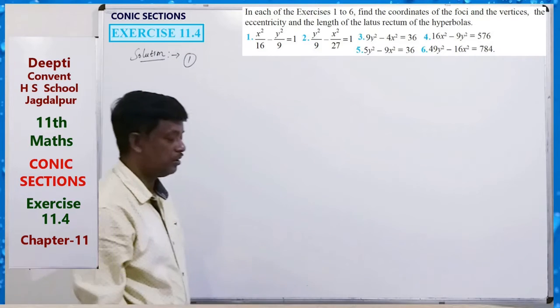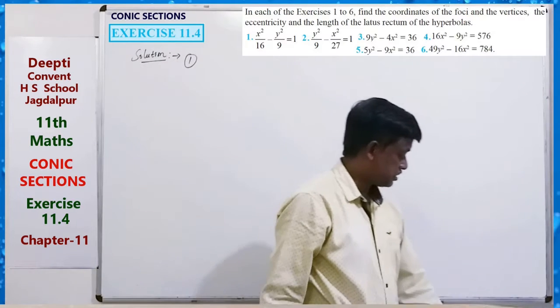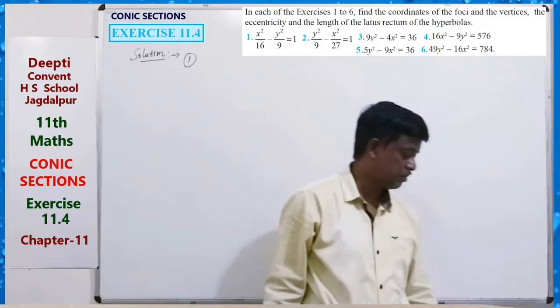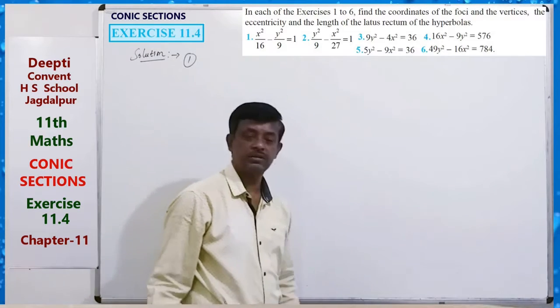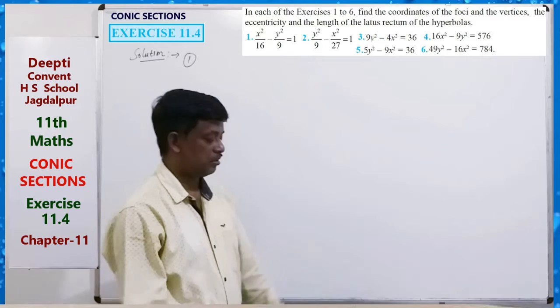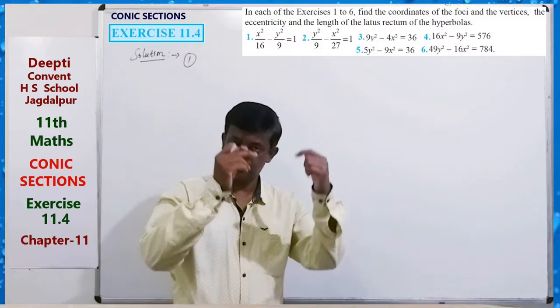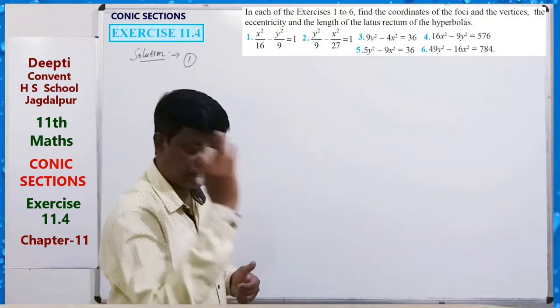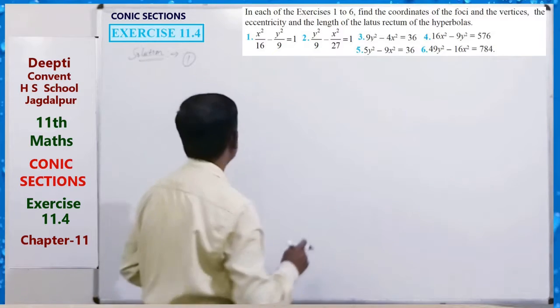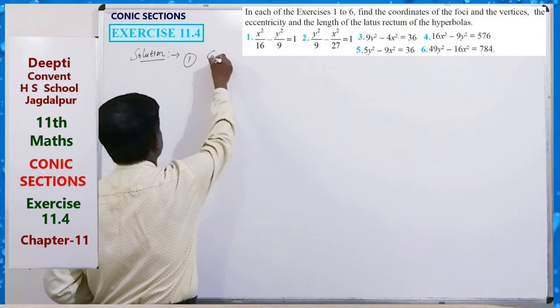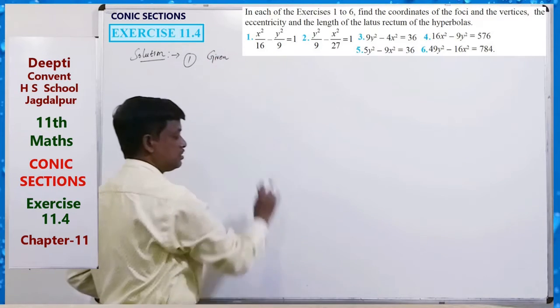Exercise 11.4 here. Questions 1, 2, 3, 4, 5, 6 are the same type of questions. Just 1 and 2 are given in standard form and the other 4 are not in standard form. You have to convert them by writing the right hand side as 1. So here, question 1.